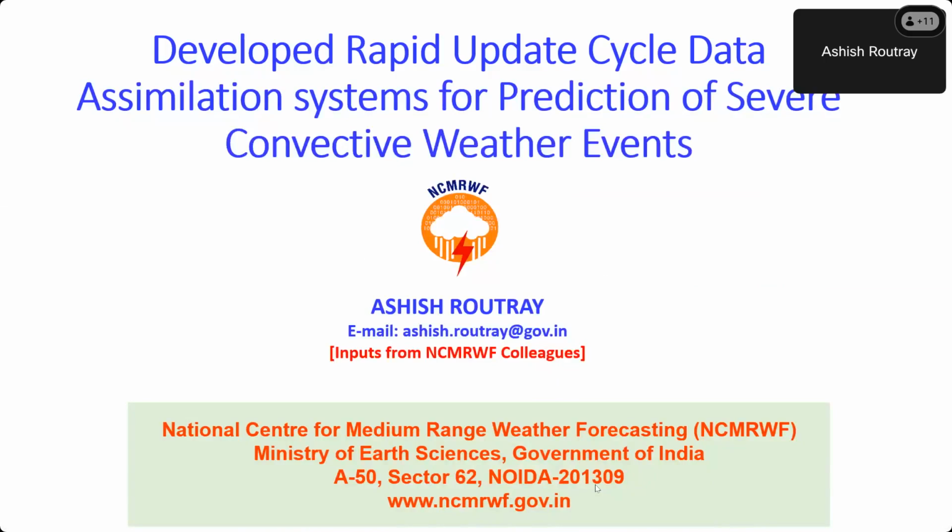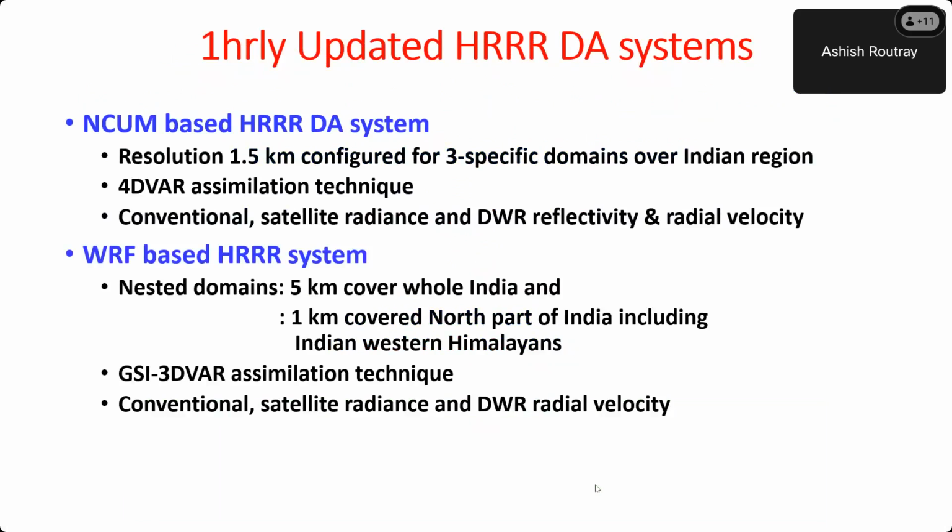So here my topic is developing a rapid update cyclic data assimilation system for prediction of severe convective weather systems. We have developed two types of HRRDA system. One is the NCM-based HRRDA system, at 1.5 kilometer resolution, configured for 3 specific domains over the Indian region. I will show the schematic in my next slide. In that NCM-based HRRDA we are using the 4D-Var data assimilation system, and we assimilate conventional, satellite radiance, and DWR reflectivity and radial velocity from our Indian radar stations.